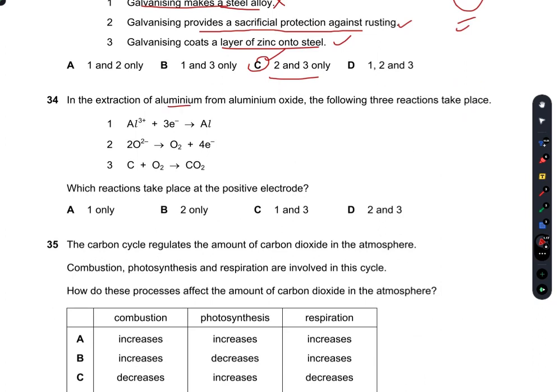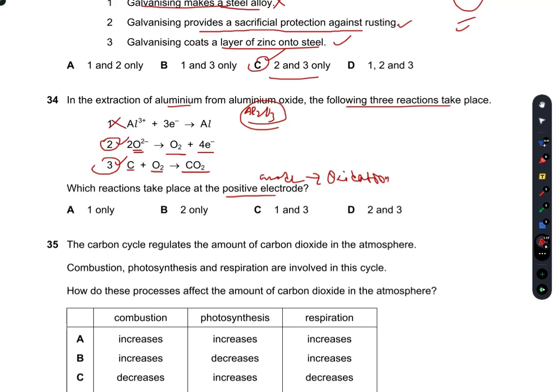In the extraction of aluminium from Al2O3, aluminium oxide, the following reaction takes place. Which reaction takes place at the positive electrode? At the anode, oxidation takes place. So remember this. Carbon plus oxygen. So the third one is oxidation. Oxidation is also the loss of electrons. So these oxygen atoms lose electrons. 2 is true as well. Al3+ plus 3 electrons, this is the reduction. So 2 and 3 are correct, which means D is your right answer.